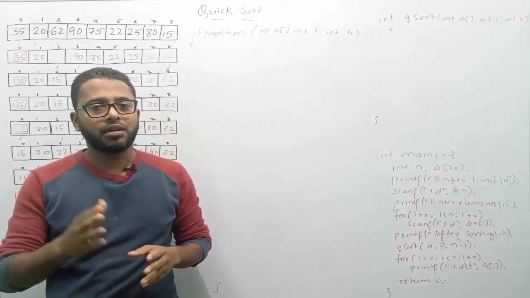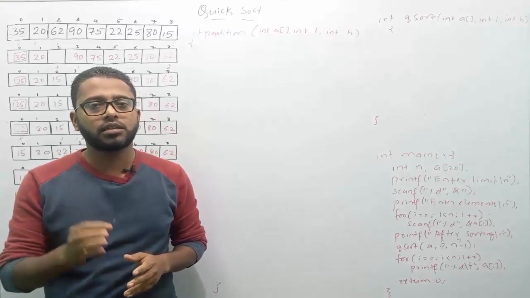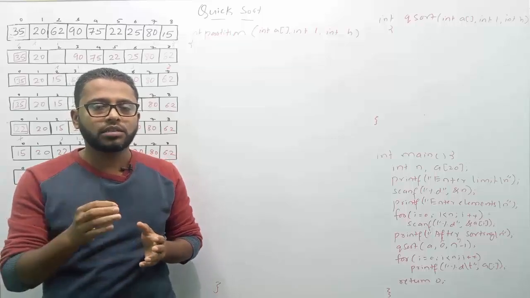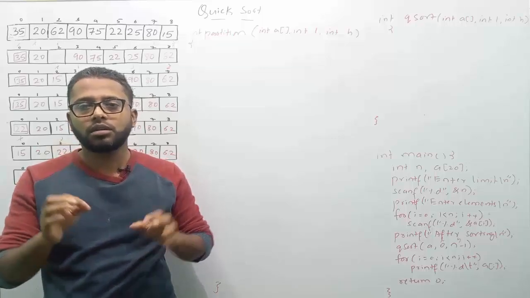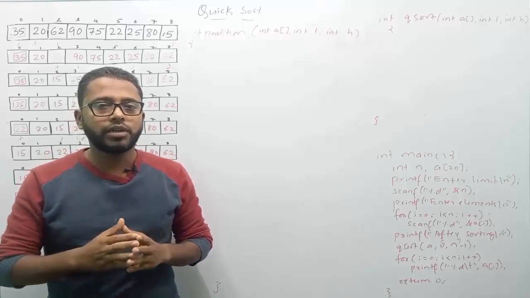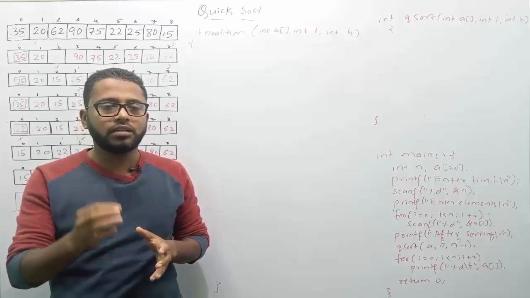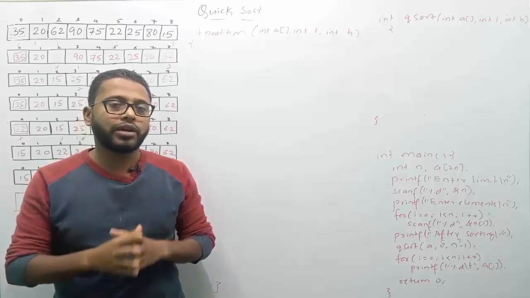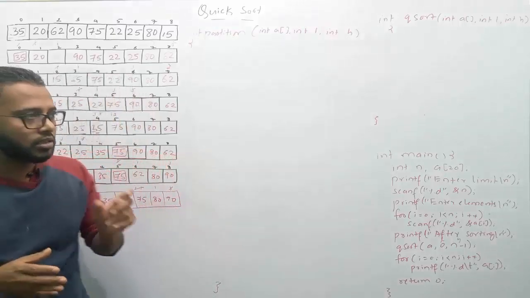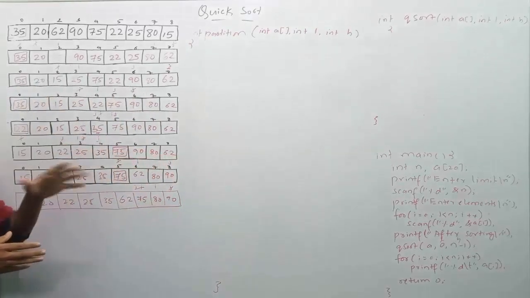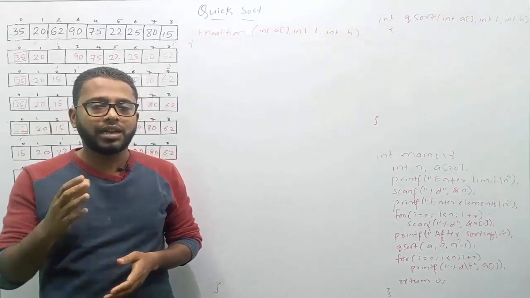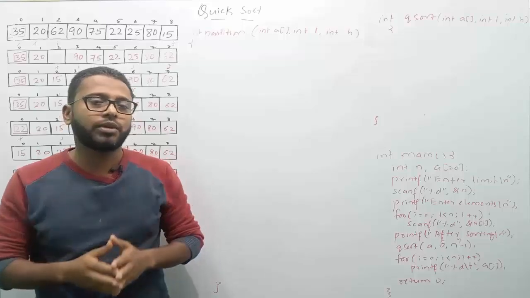Hi everyone, in my last video I started discussion on quick sort technique, and in that video I have discussed everything about how to sort a set of numbers using quick sort technique. And in this video I will discuss writing a C program to perform the sorting technique. To write the C program we will consider the example which we discussed in our previous video. If you have not seen that video, I recommend you watch that video as well.